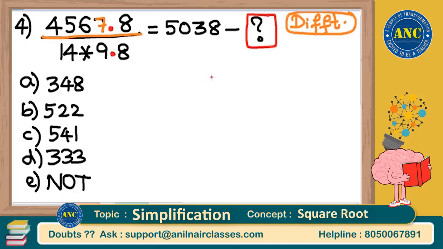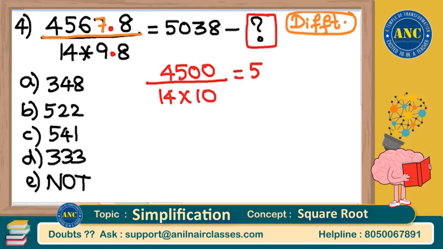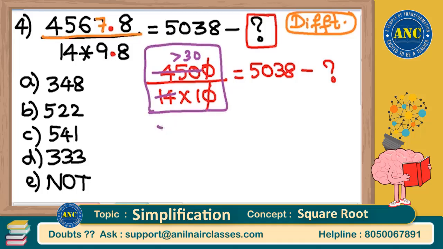See here, the numerator is 4567.8. I will approximately write it as 4500. The denominator is 14 into 9.8. 9.8 I will write as 10. The right hand side is 5038 minus question mark. Think logically, this 0 will cancel. 14 into 1 is 14. 14 into 3 is 42. 14 into 30 is 420. But it is 450, so it is slightly greater than 30. Think again logically, sir. The left hand side is slightly greater than 30, maybe 32 or 33, something like that.